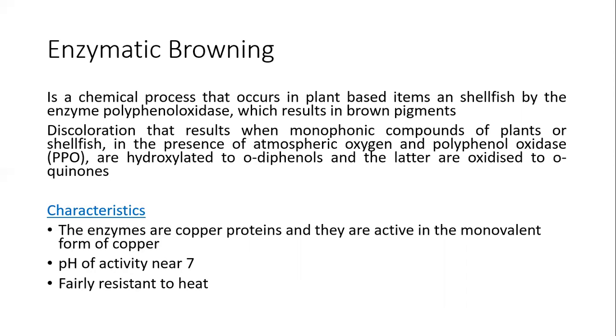The enzyme involved in enzymatic browning is a copper containing enzyme that catalyzes the oxidation of phenol compounds contained in plant tissues or in shellfish. The enzyme polyphenol oxidase acts as a catalyst and speeds up the process at a rapid rate when the pH is between 5 to 7.